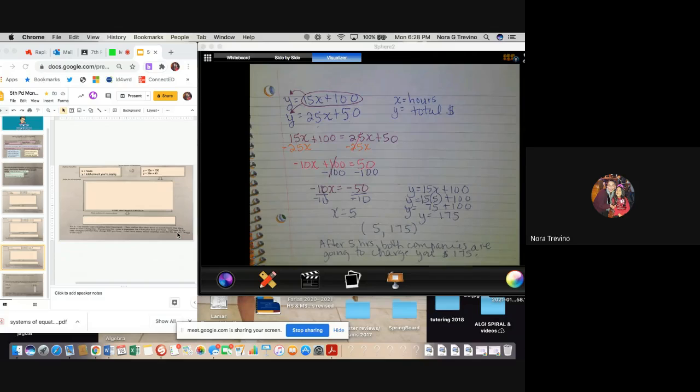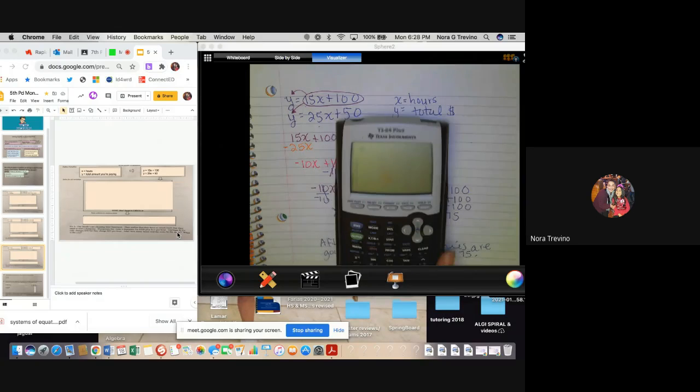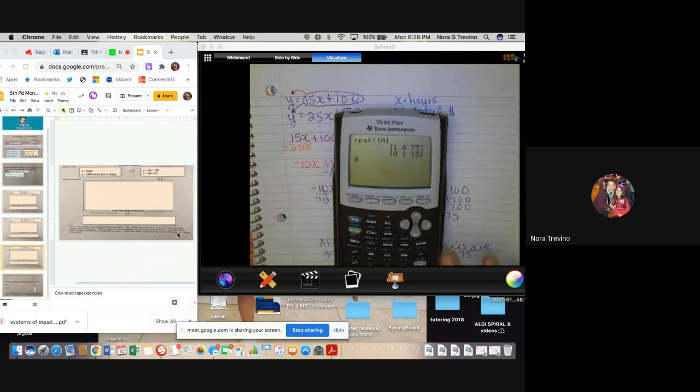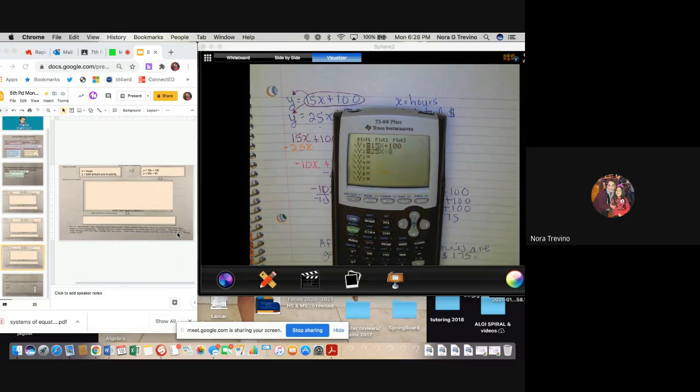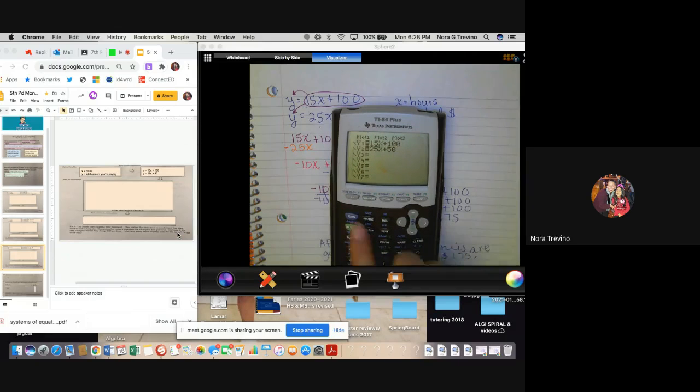Now let's check this with our calculator. Remember our steps on our calculator? You go to Y equals. You put one of the equations on Y equals, so 15x plus 100. You put the second one, 25x plus 50. Then you press second, trace. And remember, we're trying to find out the solution to this system. So it's always number 5. We're trying to find that point of intersection.